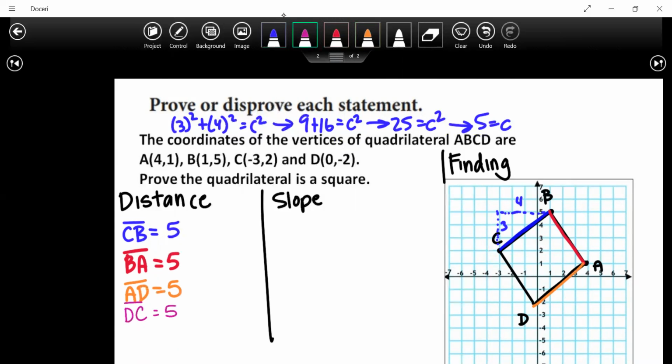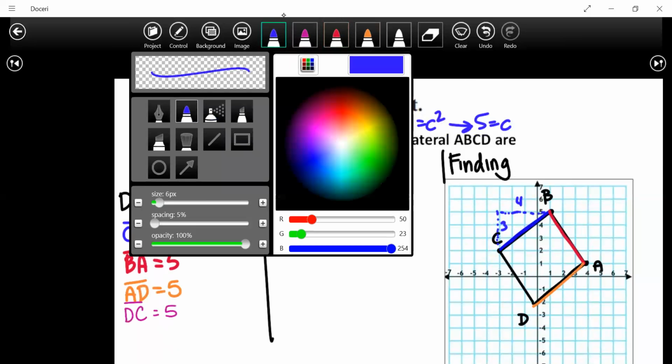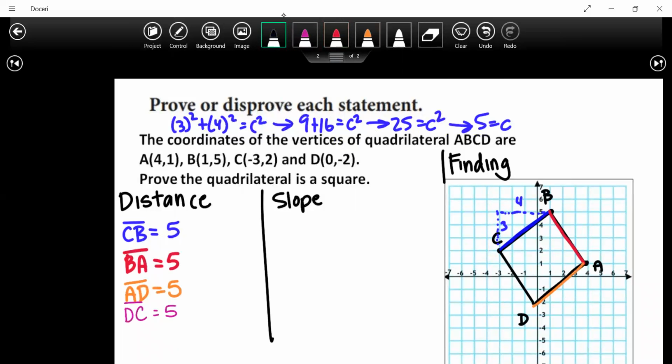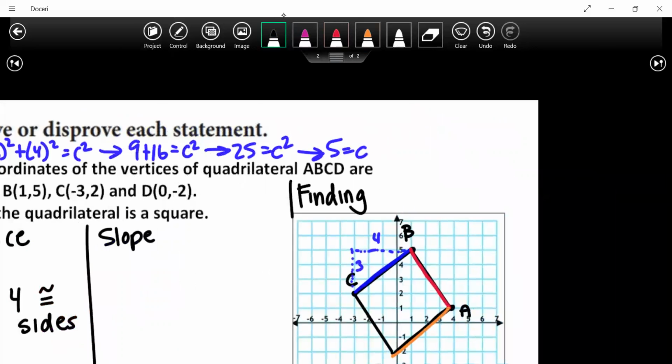So what conclusions can we come up with for these? They're what? It's not a square yet. 4 congruent sides. So 4 congruent sides. And that's what we want to put in our findings up here too. We have 4 congruent sides. Okay. What's the last thing I have to show? Slopes, right? If we have 4 right angles, we're good.